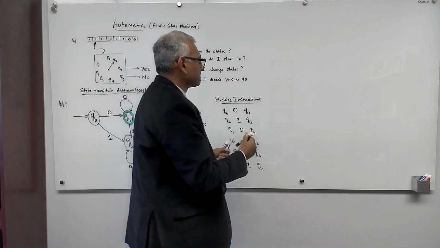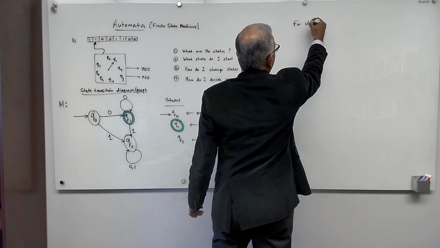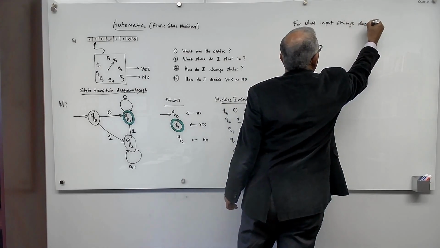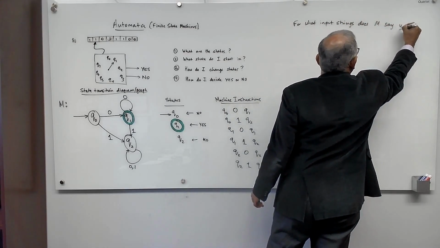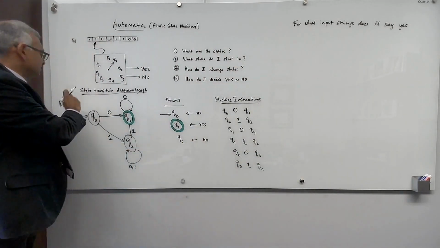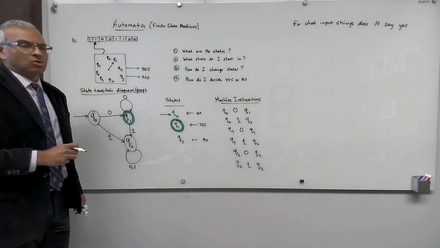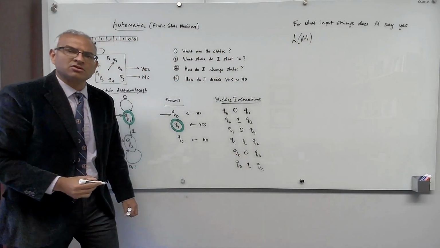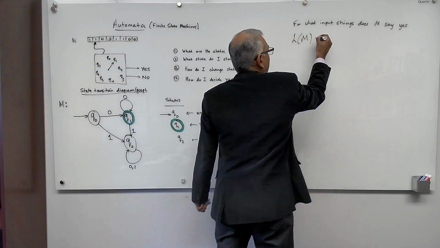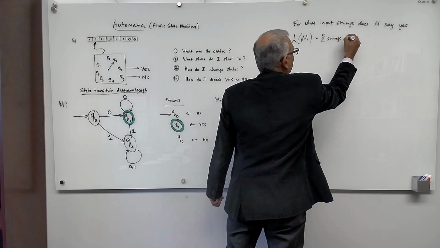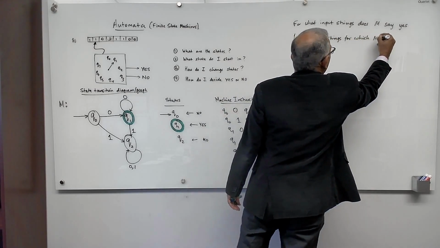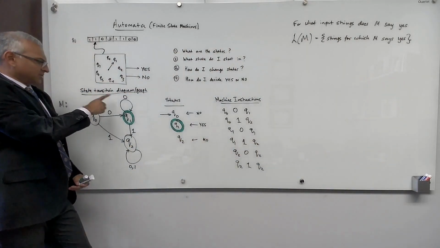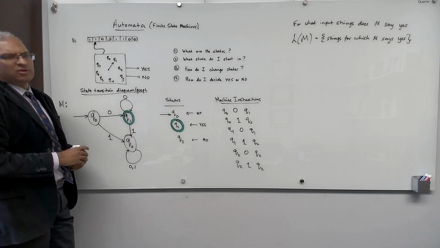For what input strings does M say yes? You can think of that as the yes set of M. We call that the language or the problem that's solved by M. So we say that the language of M, the language corresponding to M, is exactly this yes set, the strings for which M says yes. Now if I ask you what's the yes set for this, we're really typically just asking you for a description of this yes set.